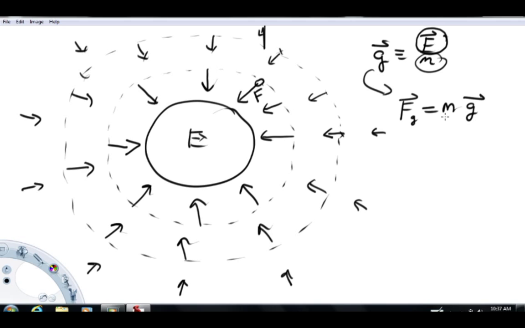So I hope this helps describe a little bit about what gravity is. I'm going to go back and talk about, again, a free-falling object in the confines of a room. So I'm going to pause this for just a second.